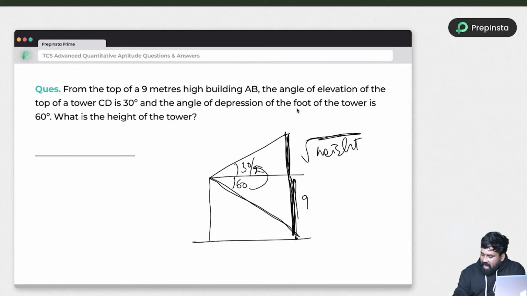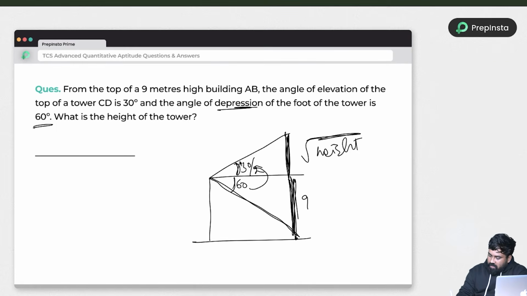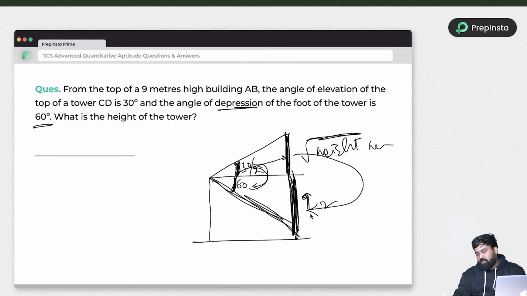Remember, when the angle of depression and elevation have a relationship of half, then the height will become the square root. See, for example, this 30 is given. Here the height is given, and if you want to find the other height, then it will be the square. Why? Because 30 degrees becomes 60, then the height will become the square. And we already know this 9 meters, and if you want to find the 30 degrees height, which is nothing but the square root, the square root of 9 is 3. So 3 plus 9, 12 is the answer.